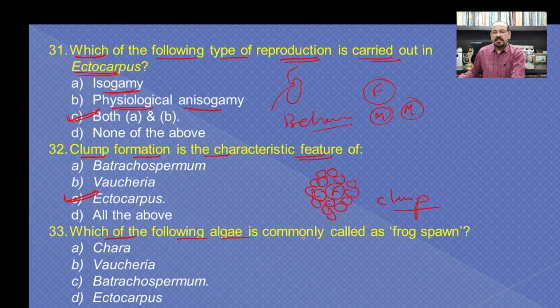Which of the following algae is commonly called frog spawn? If you see in the water, the frog lays eggs in such a manner. And if you see the structure of Batrachospermum, which is a branched structure having the glomerulus structure on it, because of the development of branches of limited growth from the nodal region, it looks like frog spawn, and hence it is known as frog spawn. So the answer becomes C.